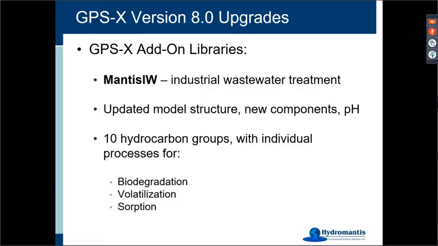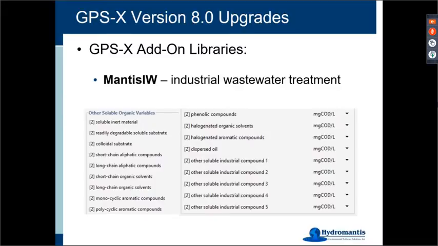And we've supplemented that with 10 different types of hydrocarbon groups. Each one of those is undergoing biodegradation as you would normally expect in these models that we have, the volatilization and actually sorption for each of those. And they all have their own individual sets of parameters that describe that. So in that way, it's actually somewhat taking from the information that we've learned over the years from our ToxChem package, being able to use that type of approach combined with the Mantis 2 modeling sophistication that we have in GPS-X.